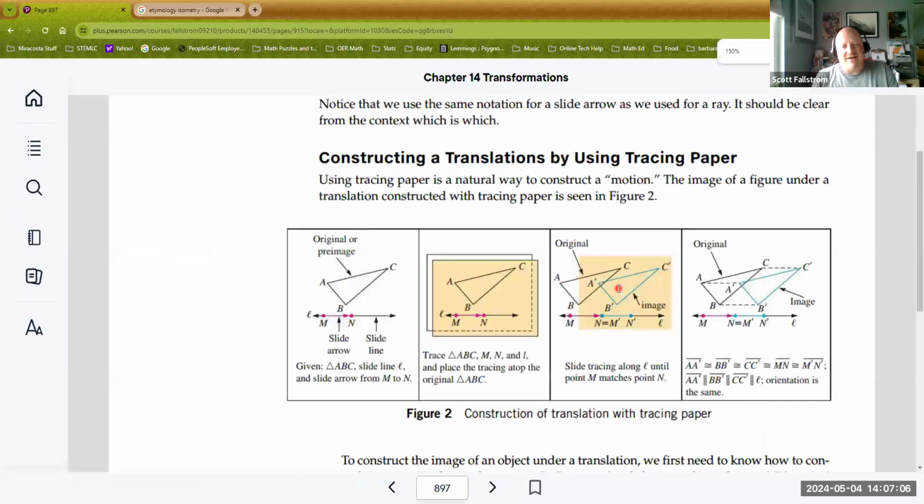What else do we have here? This is how you can do this. They say using tracing paper. We could use patty paper as well. What you can do is take the patty paper, set it over the top, and then move the shape. You have to have your slide arrow and your slide line on the page. I have those written down, saying here's the direction I want to move it in. And then when you do, you will create an image. So you can actually see the piece sliding across.